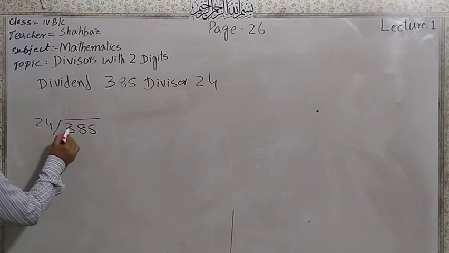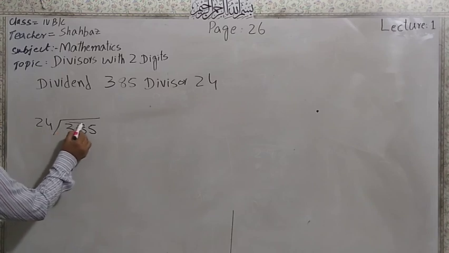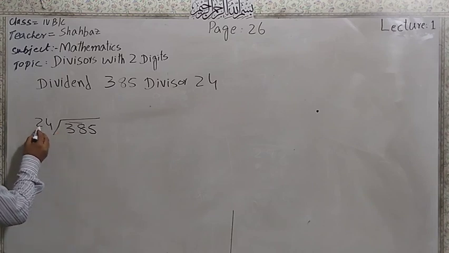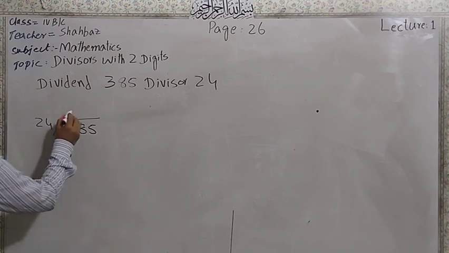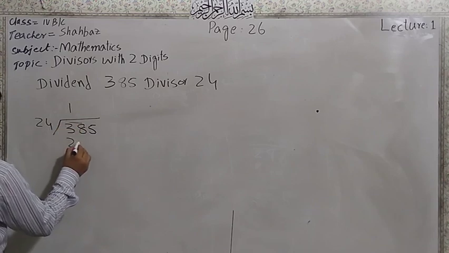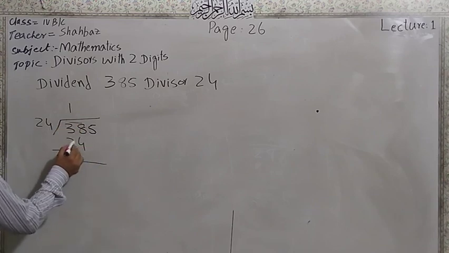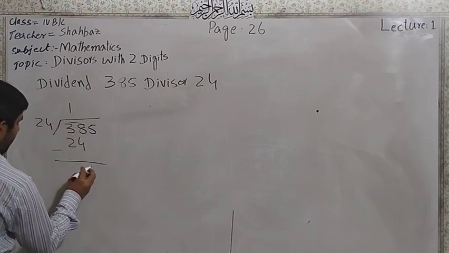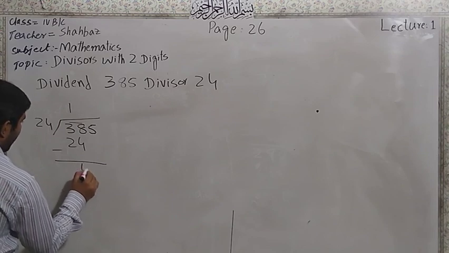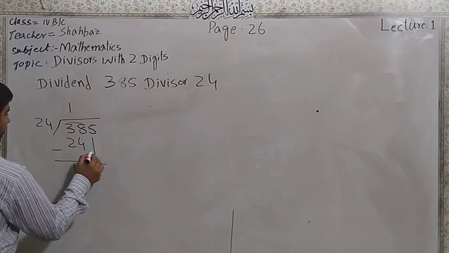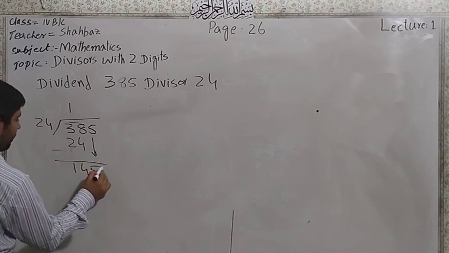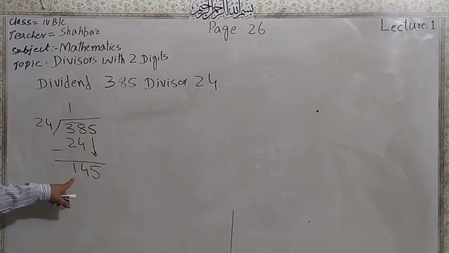The process is the same. 3 is smaller than 24, so you will join this one. This is 38. This is 24. You can guess this. 24 is very near to 38. So you will say 1 times 24 is 24. And then subtract this. 8 minus 4 is 4. 3 minus 2 will be 1. Now you have another digit. It will come here. Now it's 145.